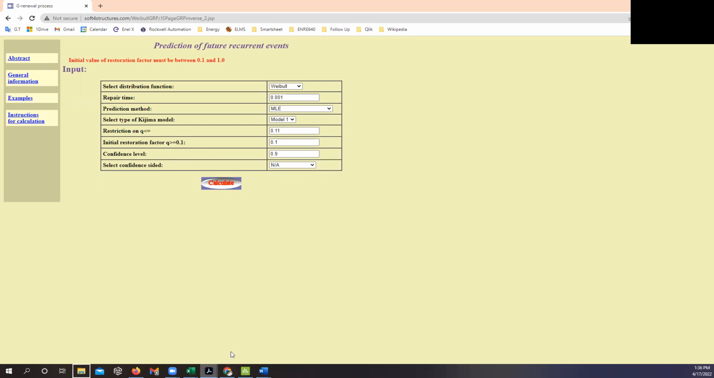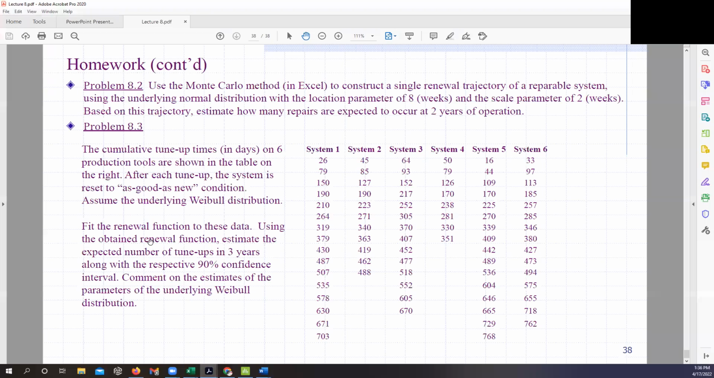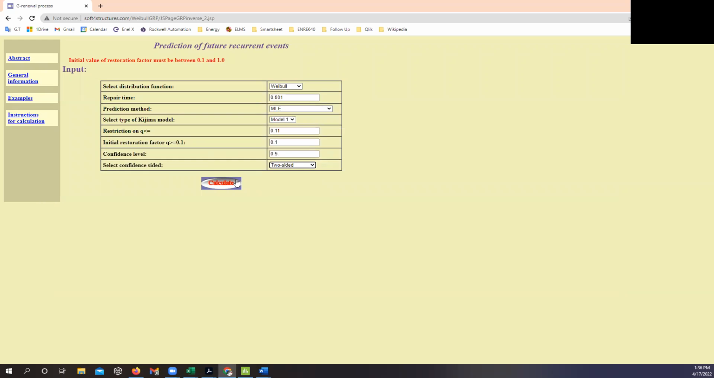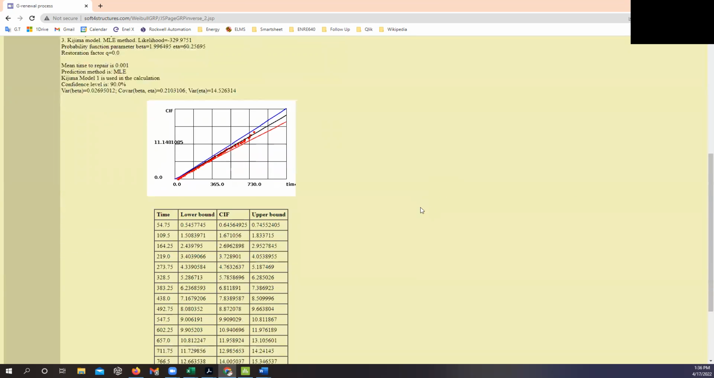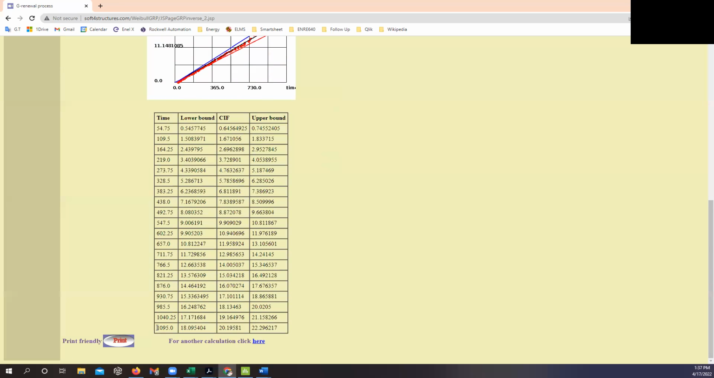Confidence level, I believe it was 90th. And we're going to do two-sided. Hit calculate, then I get a really nice table. This table will forecast the number of repairs up to the mission time as specified, which is 1,095, 3 years. I can look at this data. One minute, I'll go to my boss and tell him, I'm expecting this system to be repaired 20.1 times in the next 3 years. And not in the next 3 years, in the first 3 years of the system age.